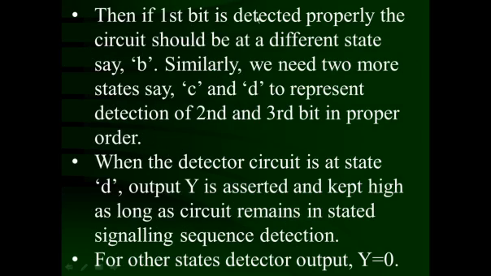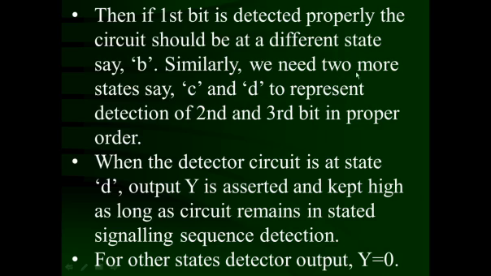Then if the first bit is detected properly, the circuit should be at a different state. After that, if it receives data at the input and the data is 1, that means the first bit of our sequence is already detected. So it cannot reside in state A. It will go from state A to state B, where the first bit is already detected.